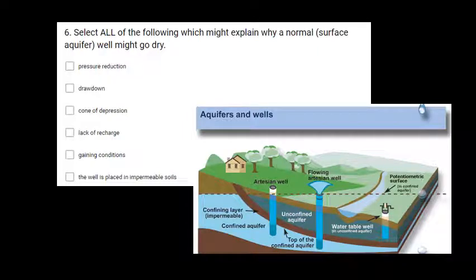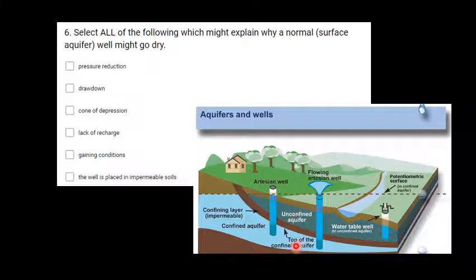Select all that might apply to why a normal or surface aquifer might go dry. The surface aquifer is the one that is up top next to the surface. Okay, that's also kind of an unconfined aquifer.